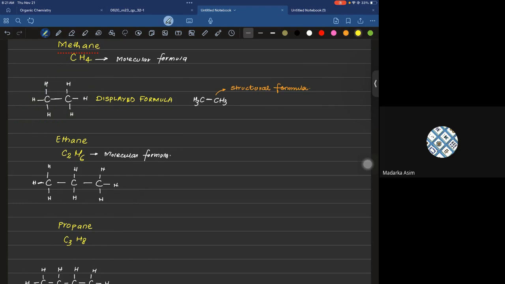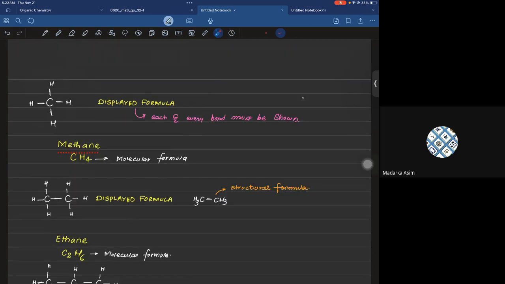Structural formula. Okay, this is structural formula. Structural formula, right? This is displayed formula. This is structural formula. And also you can see structural formula is not showing as clear information as compared to the displayed formula. So in the end, I would say that the displayed formula is the best one to represent the structure of any hydrocarbon that we are discussing.